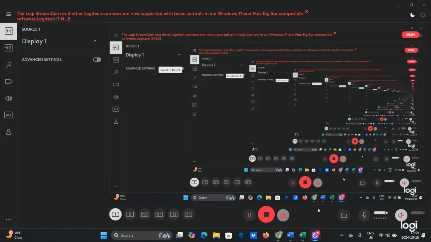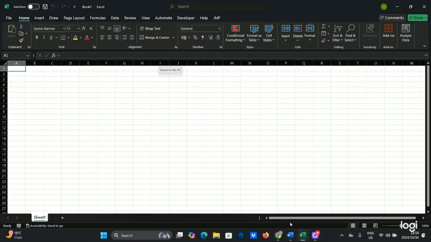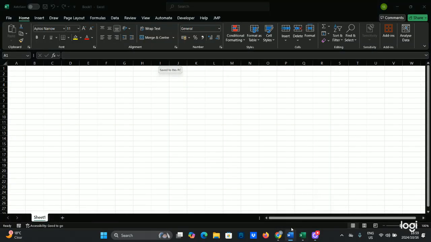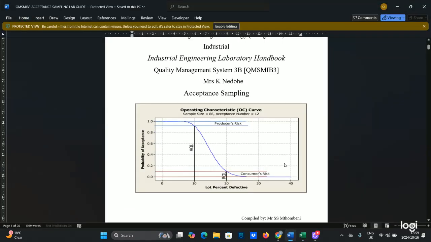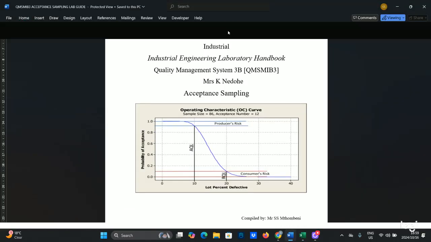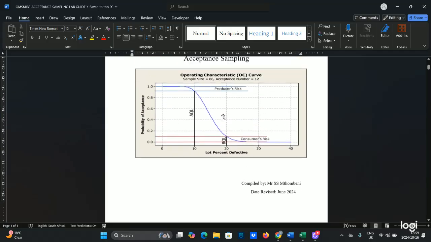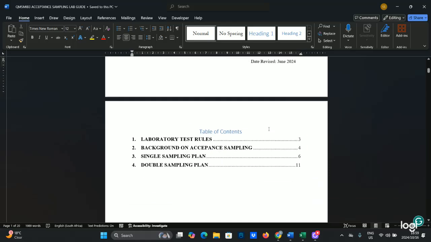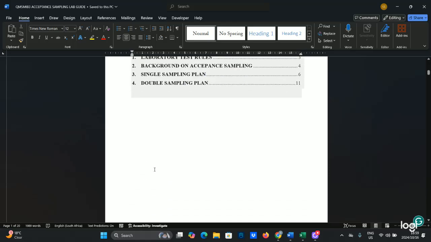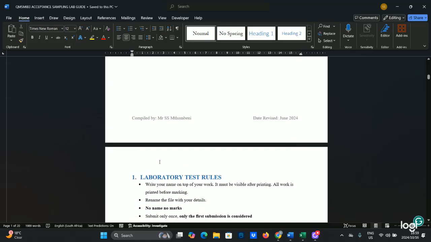Hello guys. So this is going to be our lab for acceptance sampling. In this lab, we'll be using this guide. I've uploaded it on Moodle. It's fairly detailed, so I advise you to go and look at it. It will probably explain things better than I will write. I compiled this guide for you and uploaded it on Moodle.